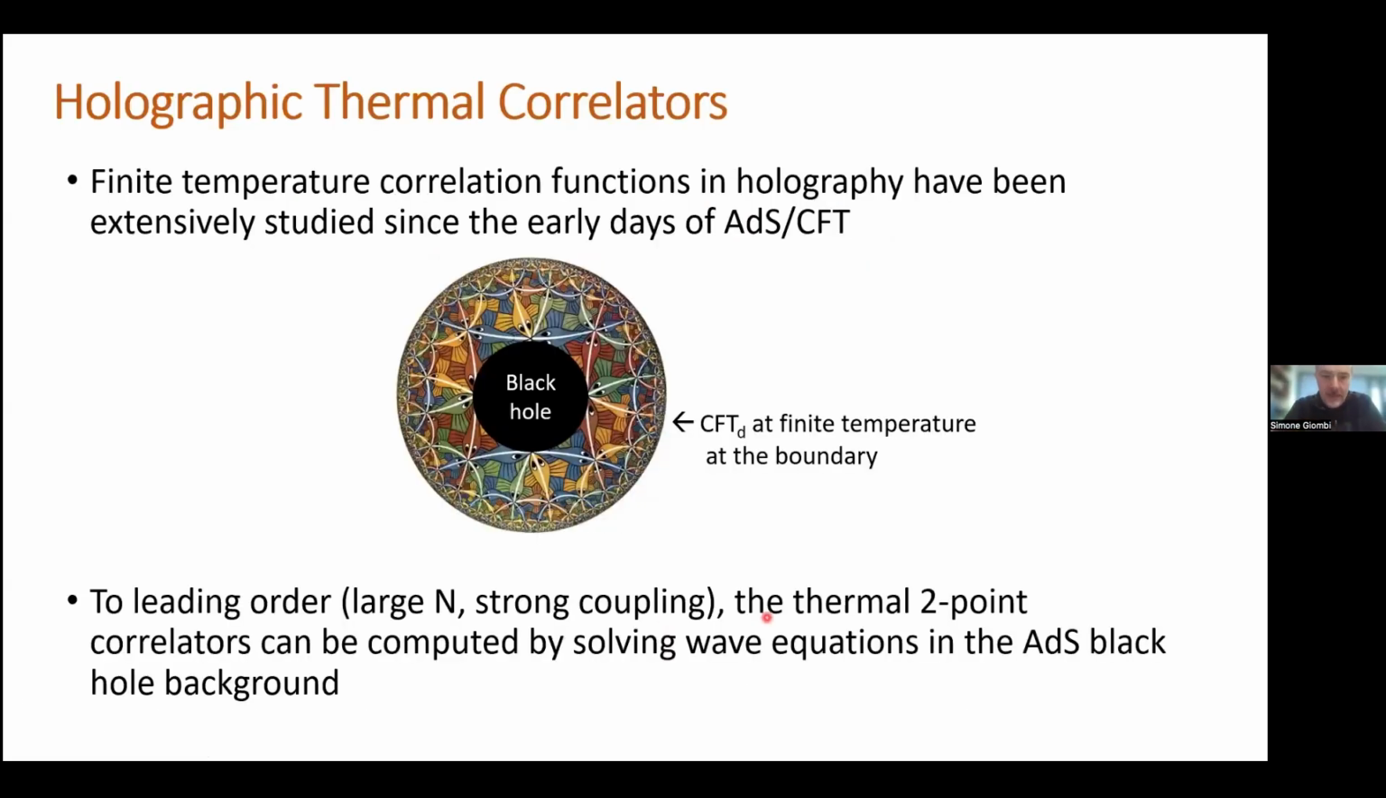Okay, so for this audience, I don't think I need to say much about the review of thermal correlators, just very briefly. In holography, finite temperature correlation functions have been studied extensively since the early days of AdS/CFT. The general picture is that if we want to describe the CFT at finite temperature, on the boundary of AdS we have a black hole in the space-time, so we consider an asymptotically AdS black hole. At leading order at large N and strong coupling, quantities like thermal two-point functions can be computed essentially by solving wave equations in this space-time.